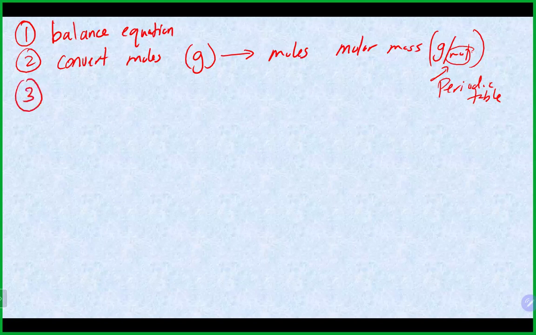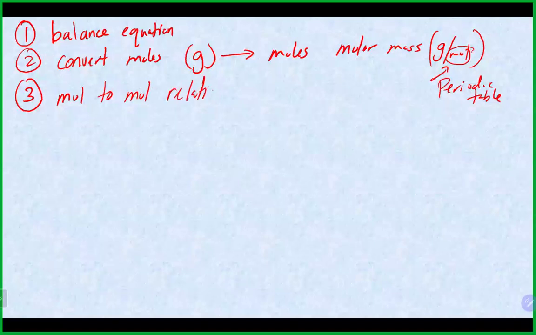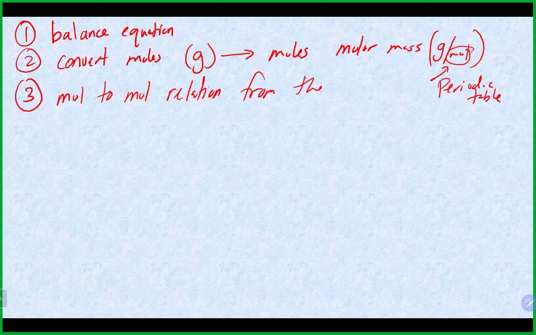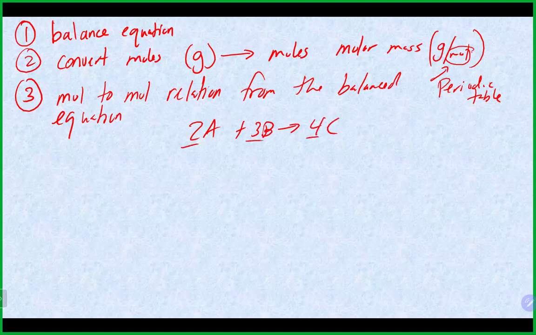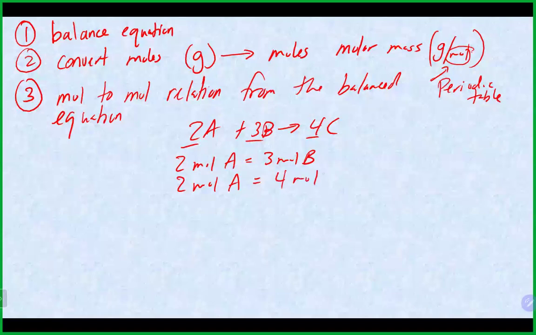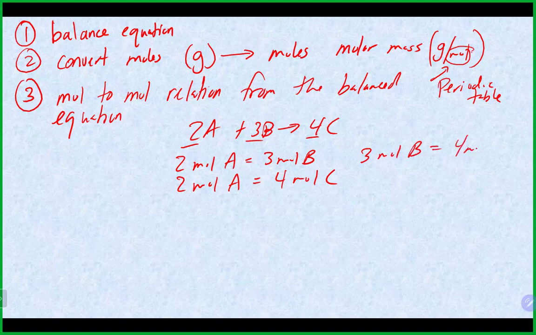Number 3 is you're going to do the mole-to-mole relationship from the balanced equation. Remember that if you have a balanced equation like 2A plus 3B gives you 4C, you could use the coefficients as the mole-to-mole relationship. You could say for every 2 moles of A, I need 3 moles of B. Every 2 moles of A, I get 4 moles of C out. For every 3 moles of B, I get out 4 moles of C.